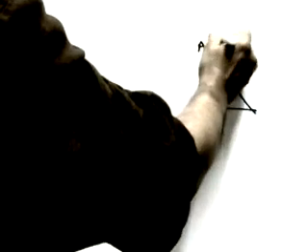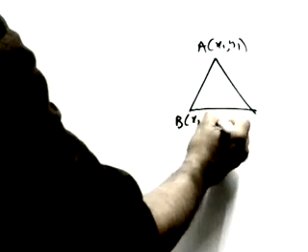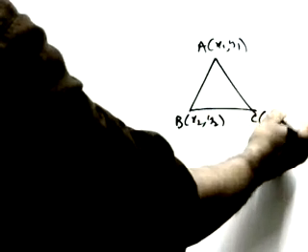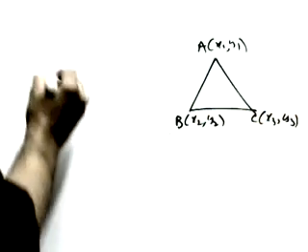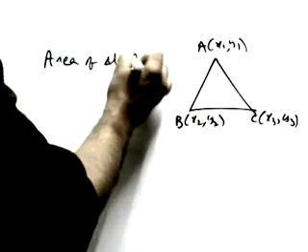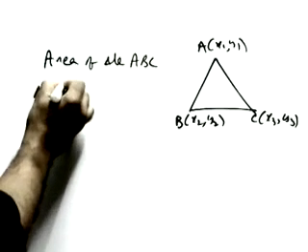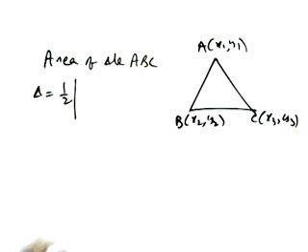Now let's say we have a triangle. Suppose its vertices are given as (x1, y1), (x2, y2), (x3, y3). Suppose we want to find the area of triangle ABC. We have many formulas, but I prefer this formula.